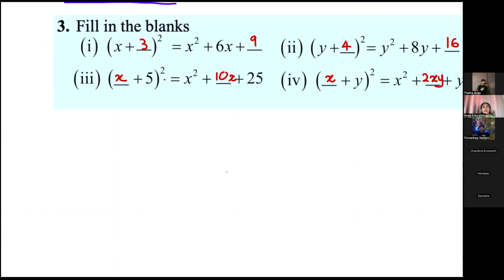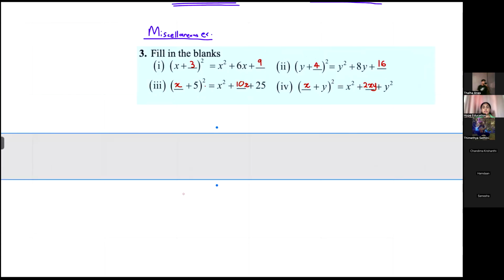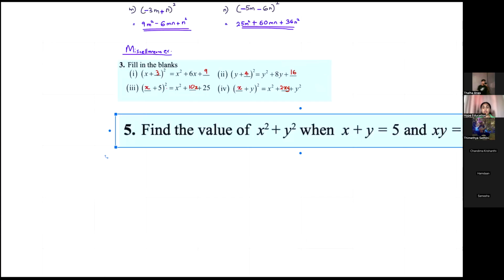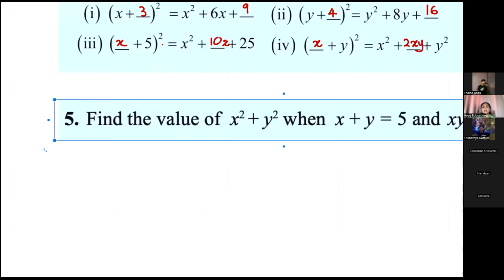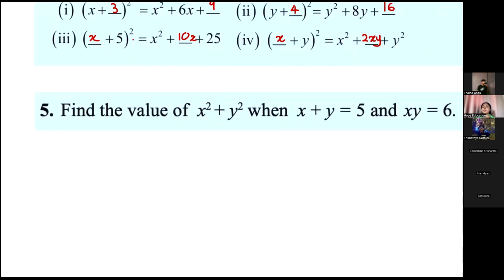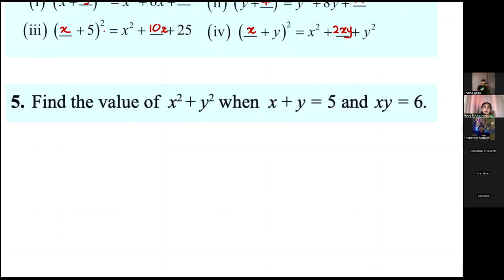Okay. I told you in the miscellaneous exercise, the last 5 questions are quite difficult. I will discuss the 5th question a bit before we end the seminar because that is quite important. This is the 5th question of the miscellaneous exercise. Find the value of x squared plus y squared when x plus y is 5 and xy is 6. This is how we solve it.